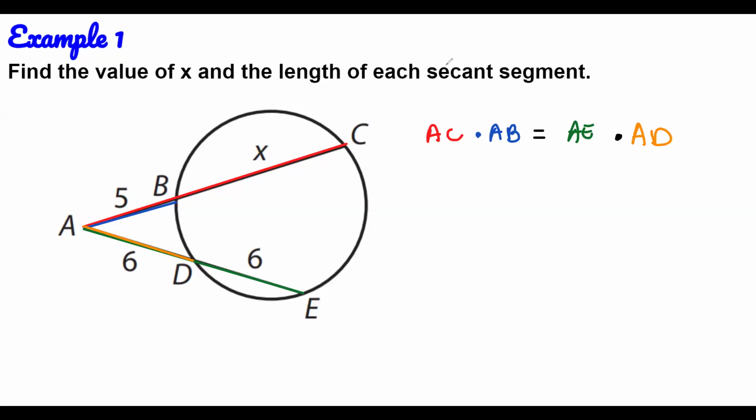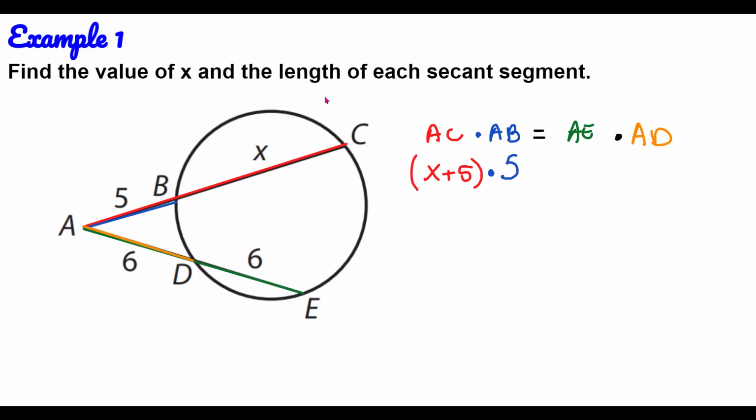So let's look at the first one. What's the first one, guys? The first segment is what? AC. What is the measurement of AC? X plus 5. We have to add both parts together. So I'm going to write X plus 5 in parentheses. Now that portion is going to multiply times the external piece. The external piece is AB, which is 5.